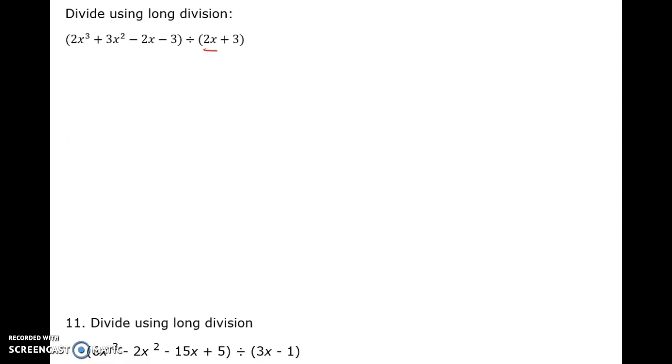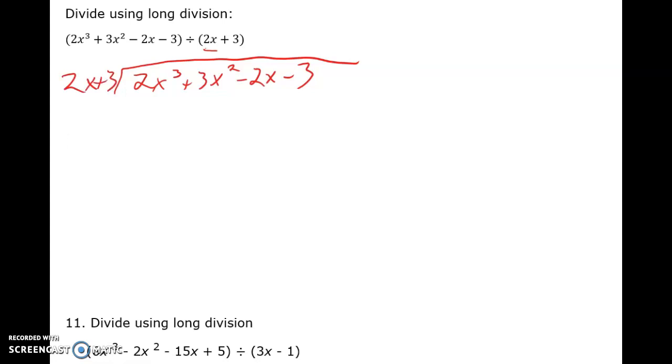So we write our dividend, the number we're dividing, in standard form. If there's any missing terms, we fill those in with a 0. This one doesn't, and neither does the one on the test. And then we have our 2x plus 3. I'm going to try to move all that down.